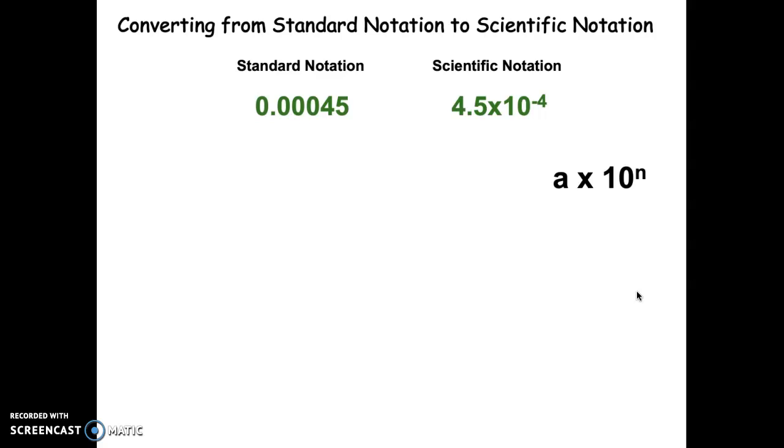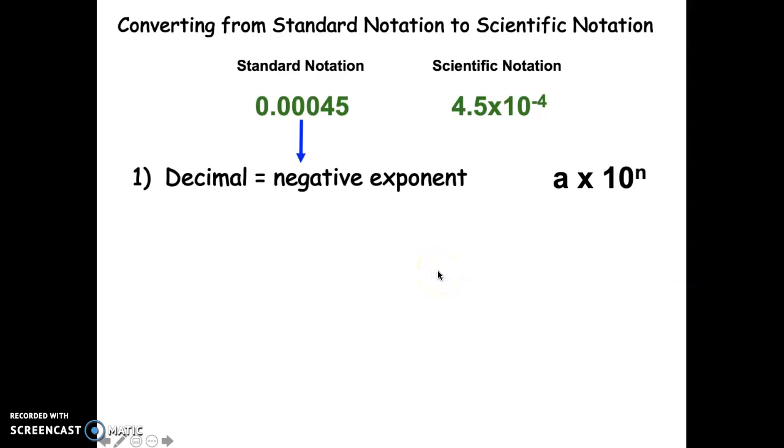Okay, converting from standard notation to scientific notation. I know we've seen this before. I'm going to show you the steps. The first thing I do, if I'm in standard notation and I'm trying to convert to scientific notation, is look at the size of the number. This number is a decimal. Since it's a small number, I know I need a negative exponent on my power of 10. There we go. That's the first thing I do.